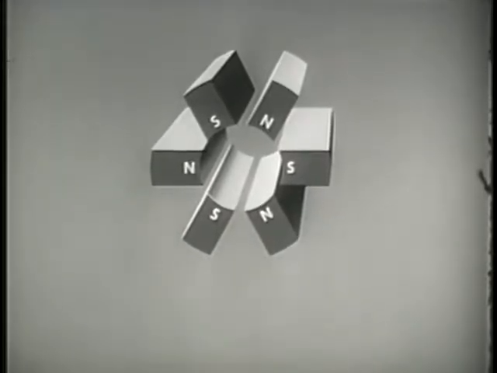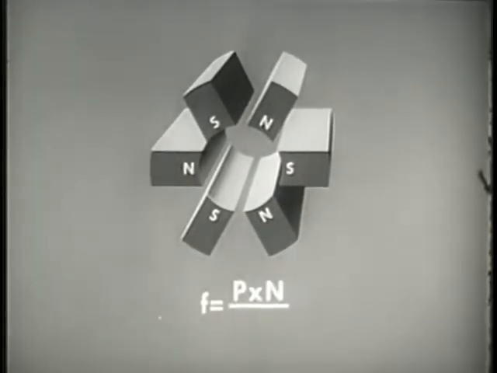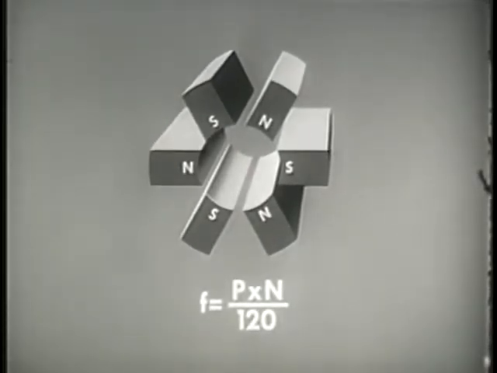The formula for frequency in an AC generator can be expressed as follows. F, which is frequency in cycles per second, equals P, the number of poles, times N, revolutions per minute, over 120.